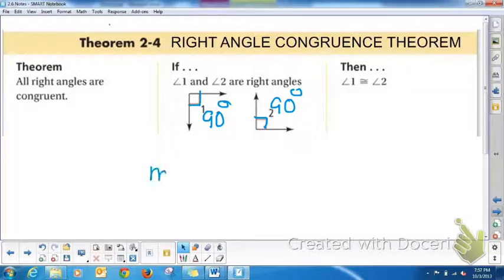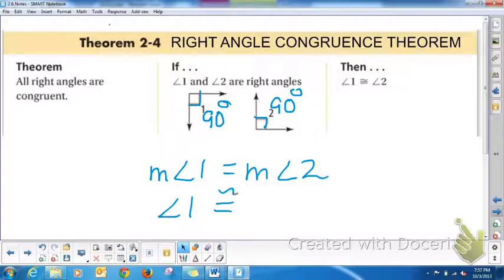And if the measure of angle 1 is equal to the measure of angle 2, then we know angle 1 is congruent to angle 2 by the definition of congruence. So all right angles are congruent? That's because all right angles equal 90 degrees. And if they all equal 90 degrees, then they're all equal to each other, and therefore they're all congruent to each other. The right angle congruence theorem.